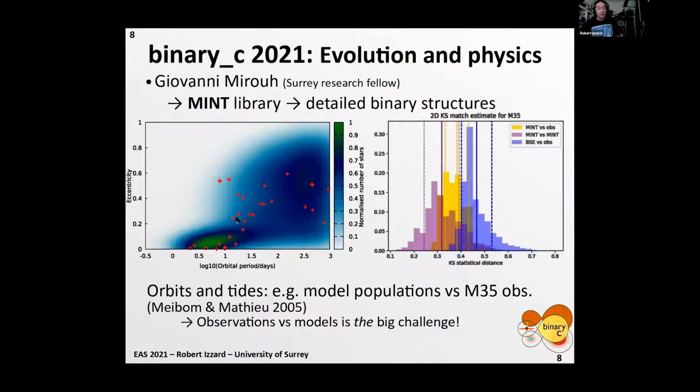And you find that the only way to do it is to use the more detailed stellar structure and detailed tidal coefficients in Zahn's theory. If you don't do that, if you use BSE, it doesn't work. If you only change the input distribution, so that's the distribution of eccentricities and periods, that doesn't work either.